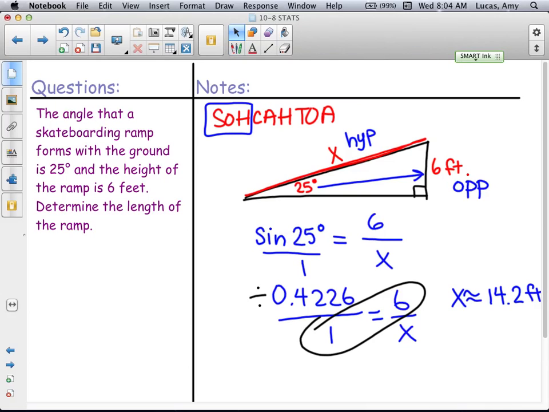So in solving these problems, the key is probably to draw a picture. If it's a word problem like this, you need to draw a picture. You need to label the parts, and you really need to look at which ratio you could use. So look at the relationship that the sides have to the angle that is given to determine which ratio to use. So in my picture, the 25-degree angle is related to the side 6 because that's the opposite side. It's the opposite leg from that angle. And then the hypotenuse is what we were looking for. So the only ratio that would make sense to use is the sine ratio.